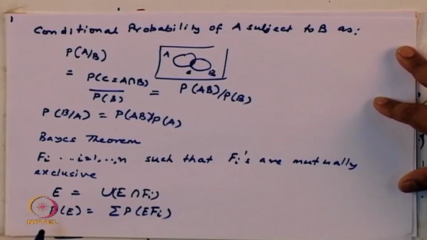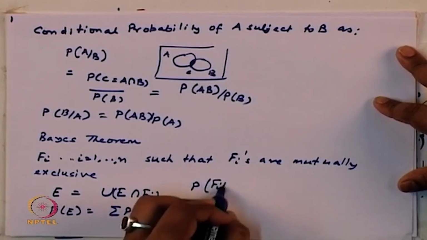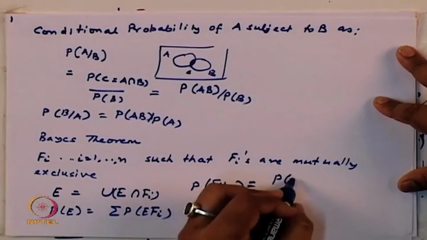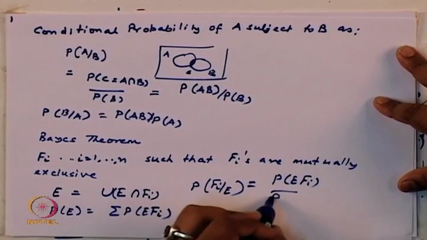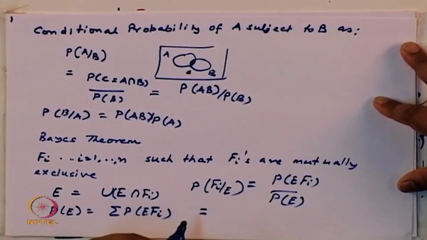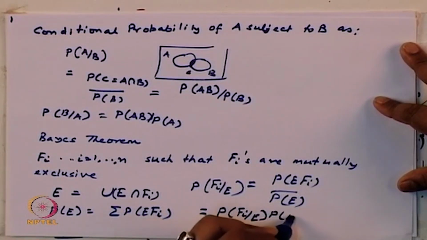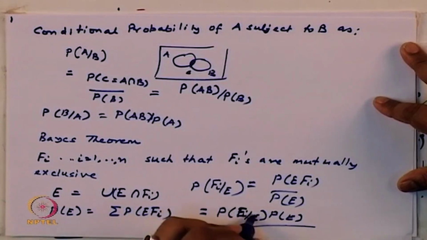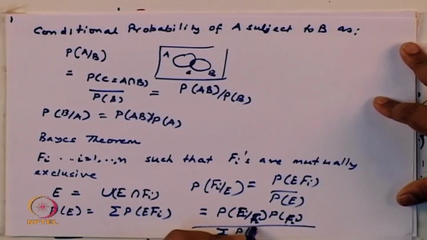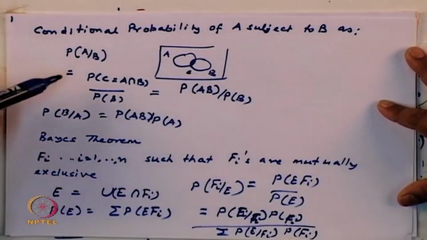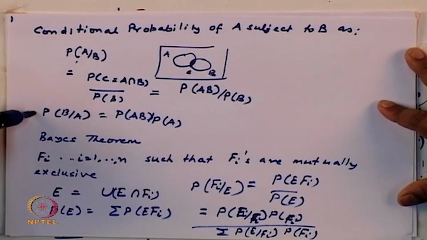So, if I am asked to compute the probability of Fi given E, I can write this as probability of E Fi by probability of E, and I can change the extent of conditioning. I can write probability of Fi given E into probability of E as E given Fi into probability of Fi, and the denominator is the summation of probability of E given Fi into probability of Fi. So, using the idea of P of A given B, you can calculate P of B given A.